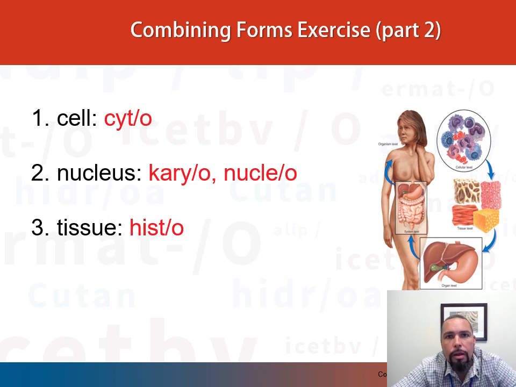All right, combining forms exercise. We got cell, cytoplasm, nucleus. All right, karyo or nucleotide. You got tissues, histology, the study of tissues.